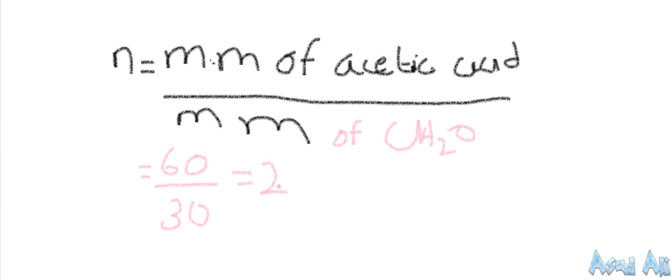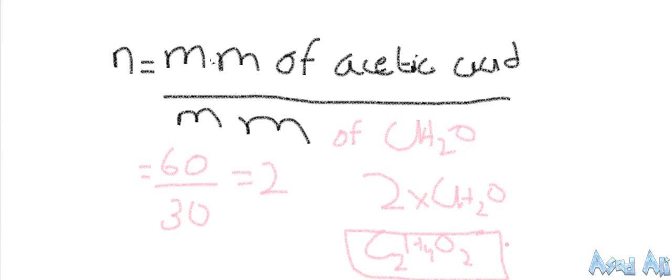Now we will multiply this by the empirical formula. We will multiply it by the subscripts that are written here. So that will become C2H4O2, and this is the molecular formula of acetic acid. There is only one way to calculate the empirical formula, that is through combustion analysis.